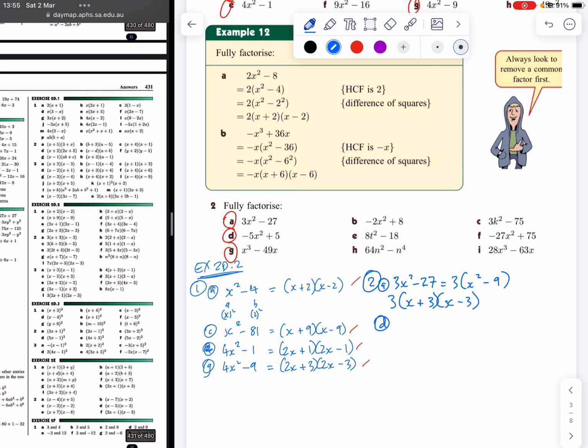D, negative 5x squared plus 5. What problem do we have here? It's not a take. Also, you've got a negative out the front, so I need to remove a common factor. Let's remove negative 5. What do I have to times negative 5 by to get negative 5x squared? x squared. What do I have to times negative 5 by to get positive 5? Negative 1. Now I have difference between two squares in the brackets. What do I square to get x squared? X. What do I square to get 1? 1. So it's x plus 1, x take 1.